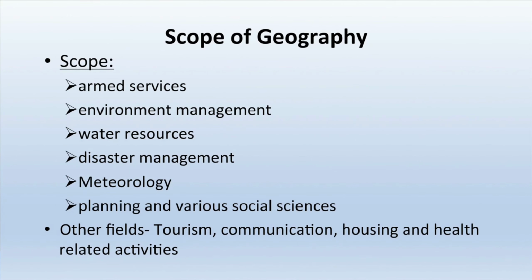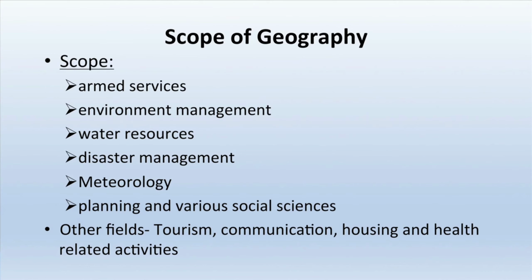So, the scope is from armed services to environmental management to water resources, disaster management, meteorology and planning and various social sciences. Other fields where there is a scope of geography are tourism, commuting, housing and health related activities. This was all about the scope of geography.